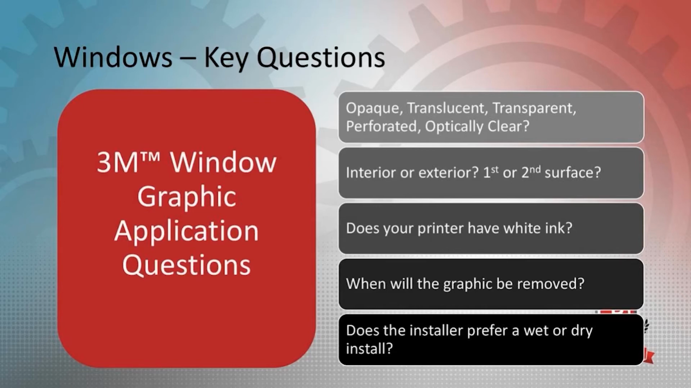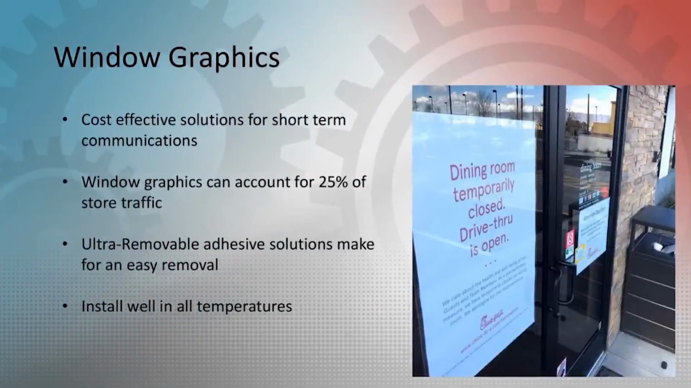Another thing is interior or exterior. Are they wanting this on the first or second surface? And does your printer have white ink? Maybe they're wanting you to do some sort of white color or some frosted gradation or something like that. So that's helpful to understand. And then will the graphic be removed, or are they not concerned about that? And does the installer prefer a wet or dry install? So those are key questions to ask when you have a window opportunity.